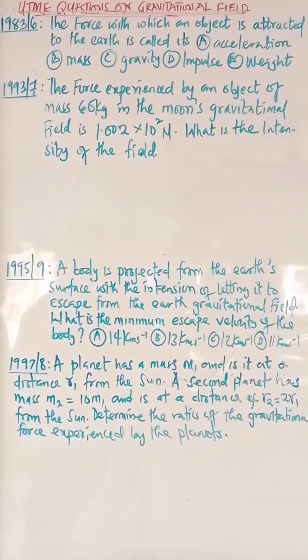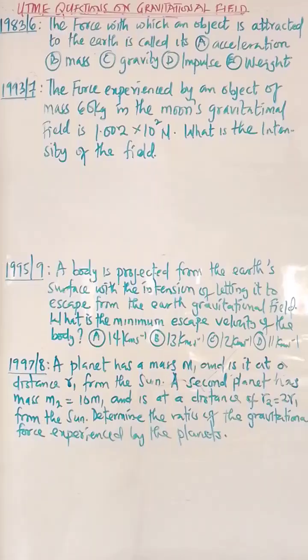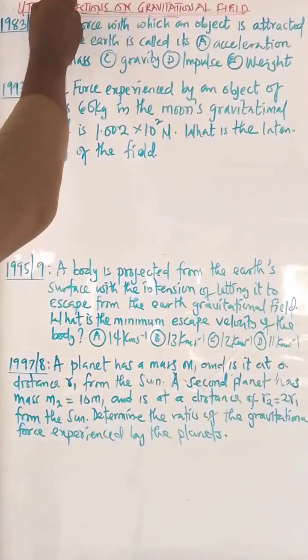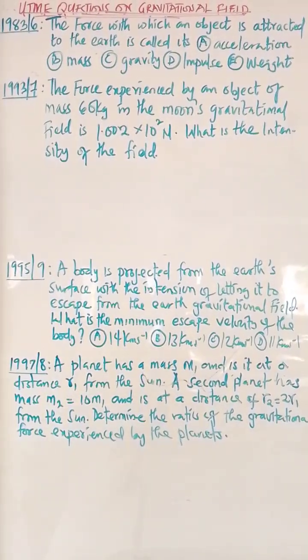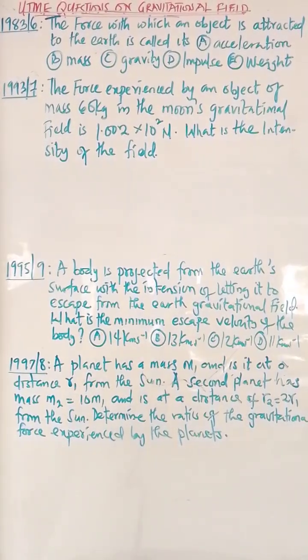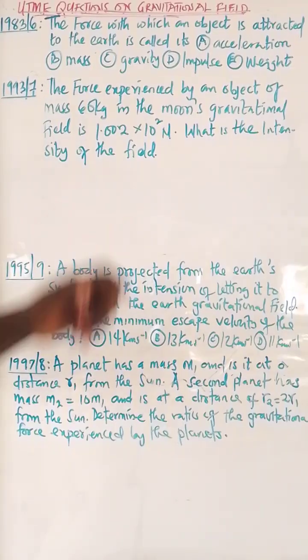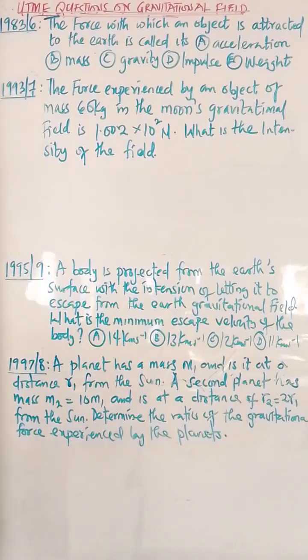We are going to be solving UTME questions on gravitational field. Now the first question. The force with which an object is attracted to the earth is called its dash. Is that force called its acceleration, its mass, its gravity, its impulse, or its weight? Obviously the answer is its weight.